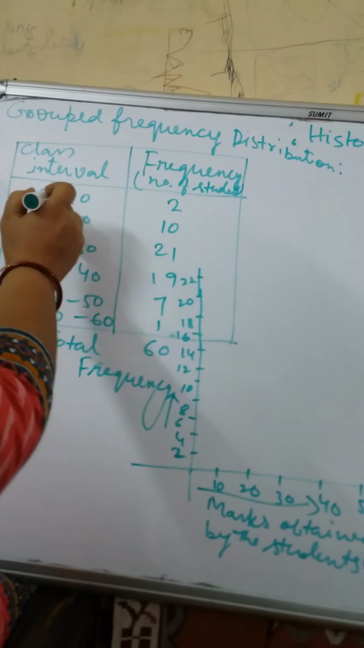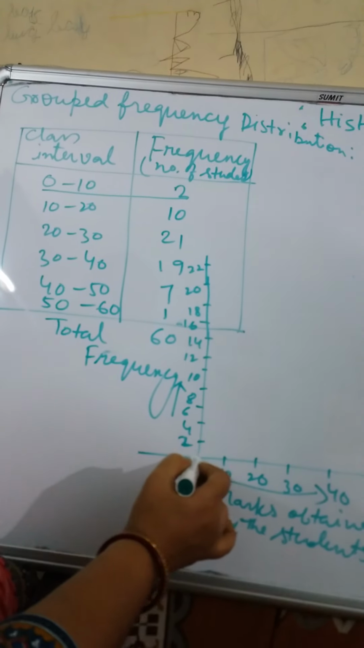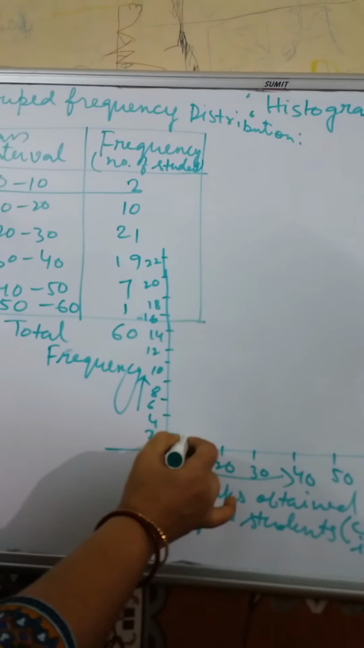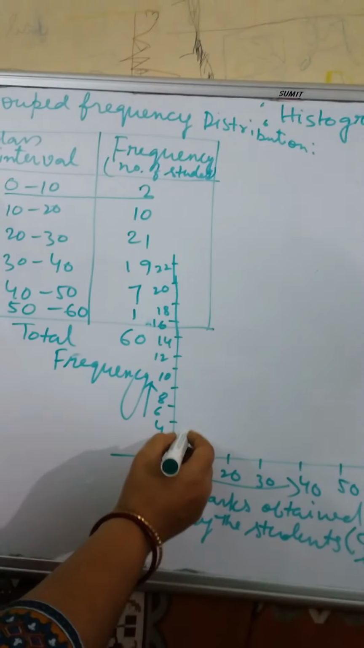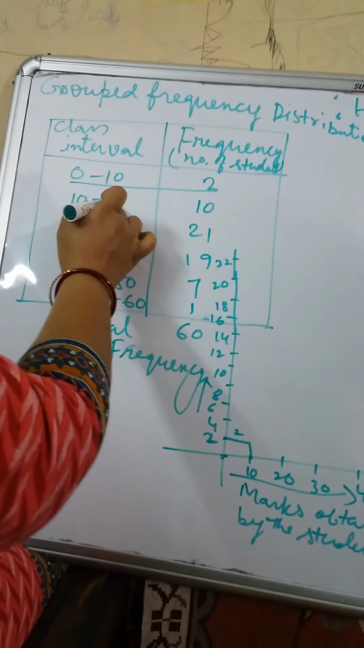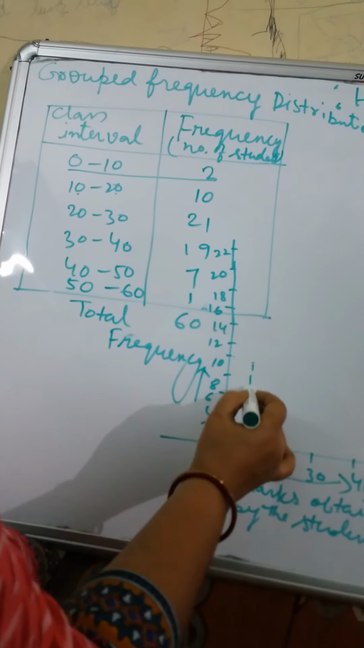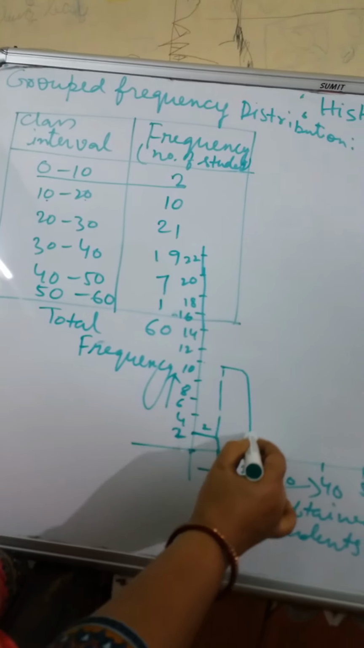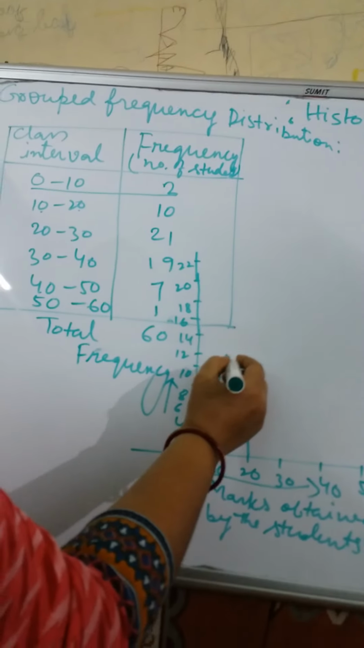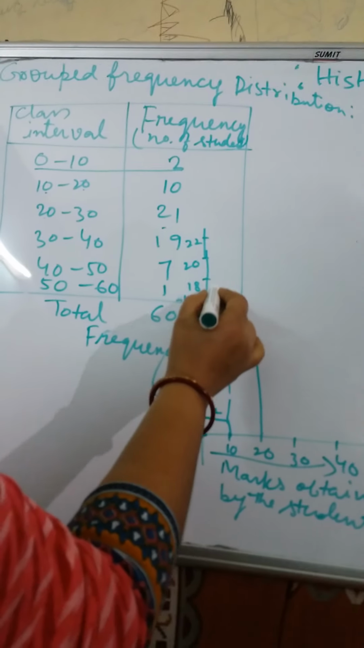Now 0 to 10 there are 2 students. So that means 0 to 10, this is the class interval. So I'll take 2 students. And between 10 to 20 it is 10 students. Now this is 10. 20 to 30 is 21 students.